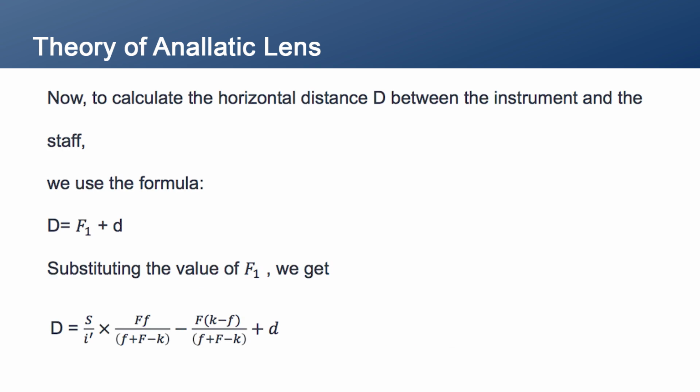Now, to calculate the horizontal distance capital D between the instrument and the staff, we use this formula D is equal to Fn plus D. So, substituting the value of f1 here, we get capital D is equal to s by I dash into ff by small f plus capital F minus k minus capital F into k minus f by small f plus capital F minus k plus D.